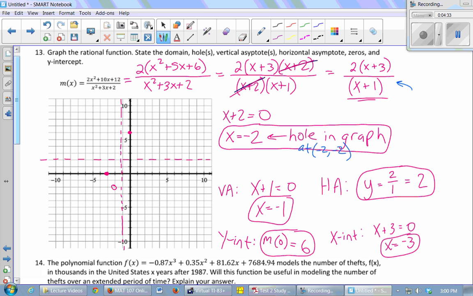And then I just follow my asymptotes as guidelines. So my function has to go something like this. And it'll approach the horizontal asymptote in the end behavior. So this goes like that. And that probably goes like that.